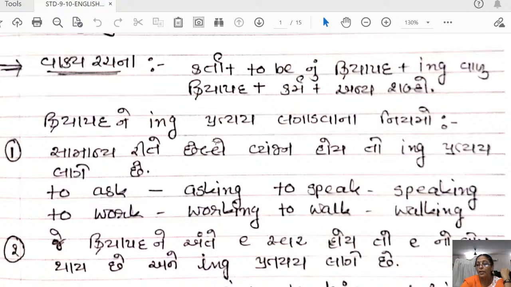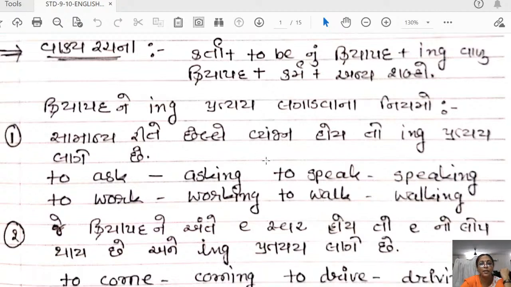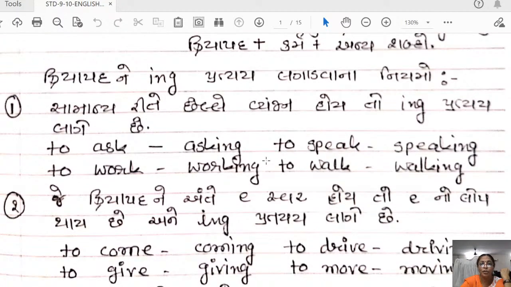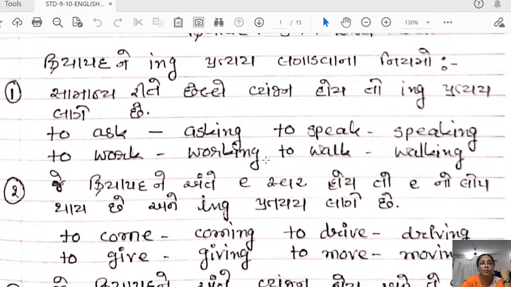હવે ક્રિયાપદને આઈએનજી જે આપણે લગાડીએ છીએ એ ધડાધડ લગાડી શકાતા નથી. એના પણ નિયમો છે. આપણે જોઈએ ફર્સ્ટ રૂલ, પહેલો નિયમ. સામાન્ય રીતે છેલ્લે વ્યંજન હોય તો આપણે આઈએનજી પ્રત્યય લગાડીએ છીએ. સી ફોર એક્ઝામ્પલ, ટુ આસ્ક becomes asking. To speak becomes speaking. So directly we can put ing at the end where we have a consonant at the end of the verb.